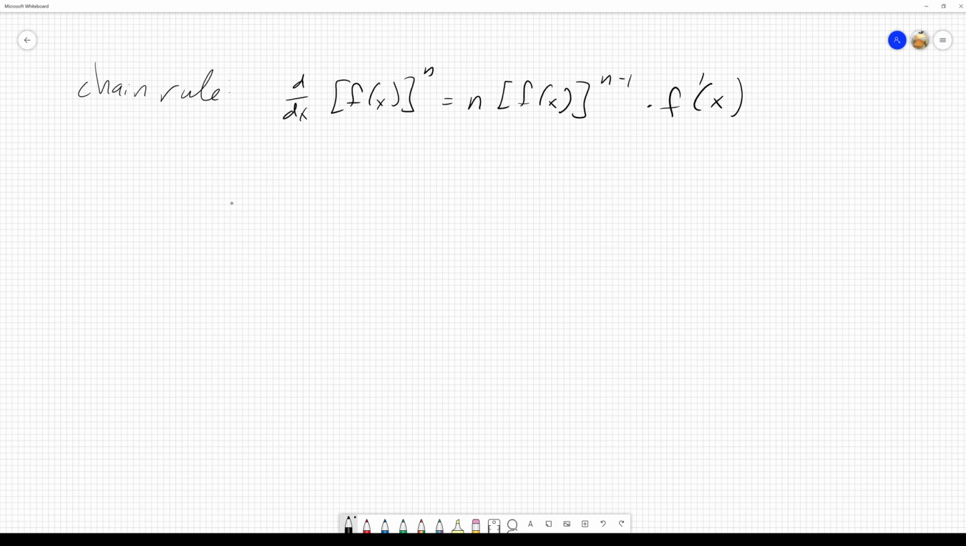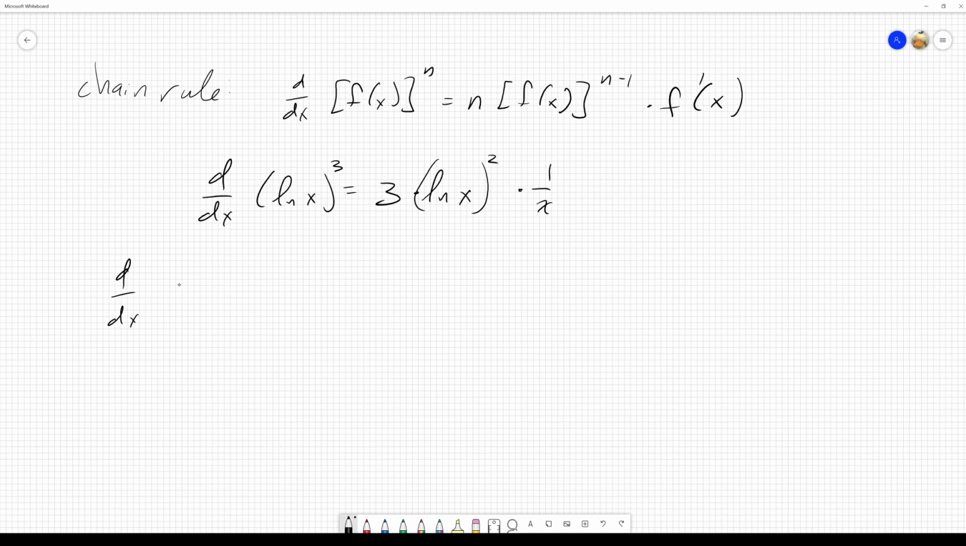So for example, the derivative of the natural logarithm of x to the third is 3 times the natural logarithm of x to the second power times 1 over x.